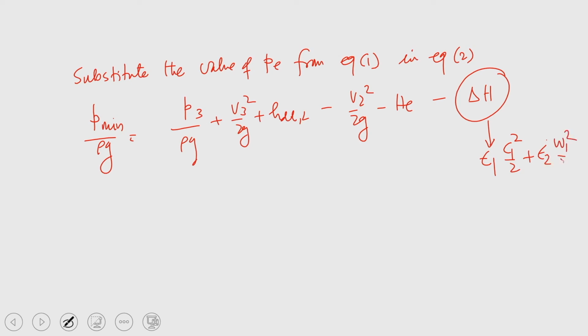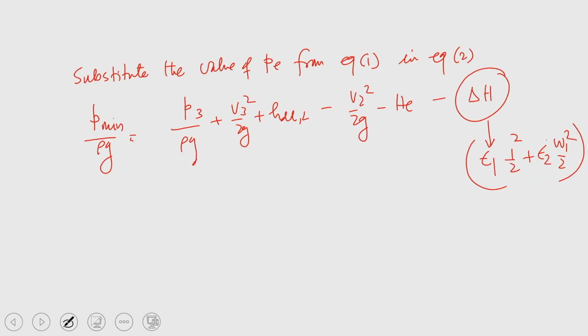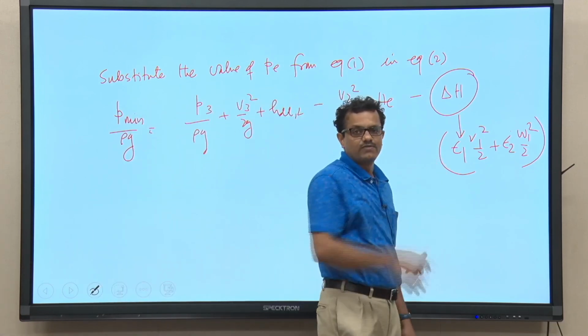1 square by 2 g. I shall write this as V1 because I am following the notation V1 throughout this analysis. I am using V to denote the absolute velocity component throughout the analysis.